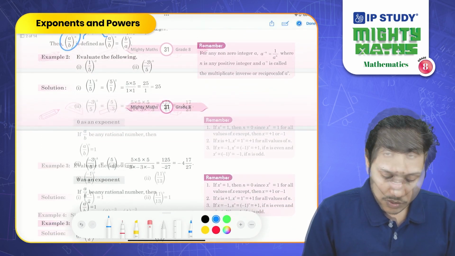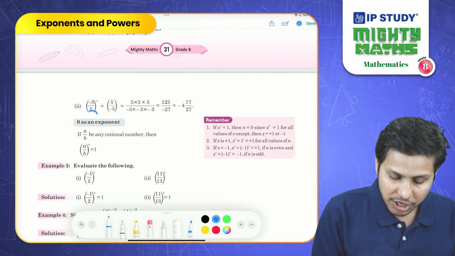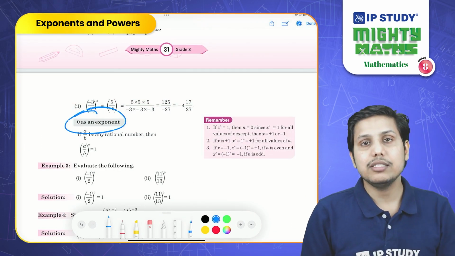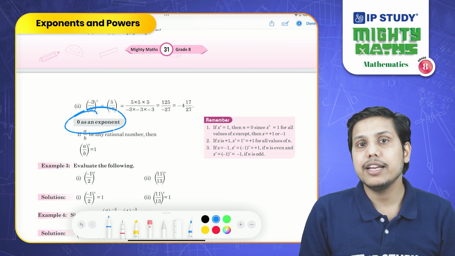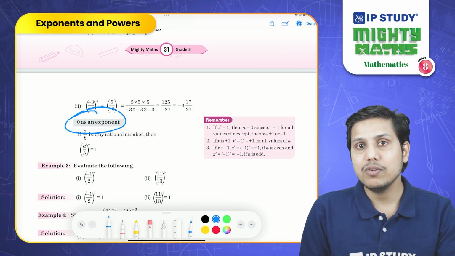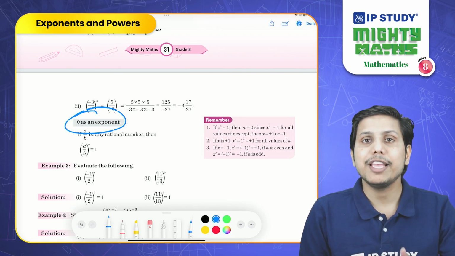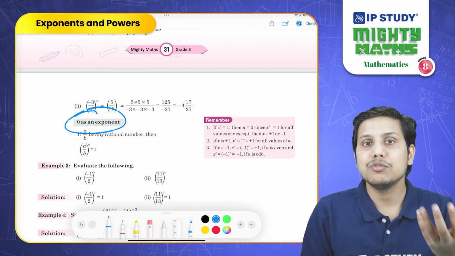Now, next is 0 as an exponent. Students, when any rational number is written with exponent 0, then the answer is always 1.